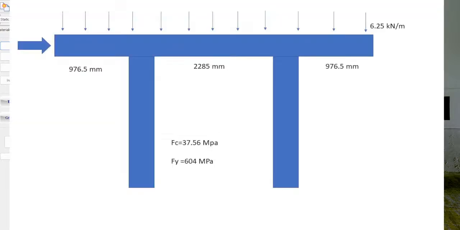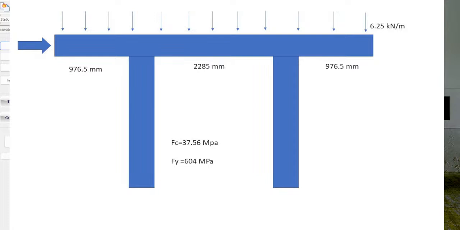This is the structure we are going to model. If you see here, the beam is around 4.2 meter in length, and the column length is 2.3 meter. Here also the column length is 2.3 meters. And the UDL applied on the top of the beam is 6.25 kilonewton per meter. So this is the problem we are going to solve in Seismostruct.